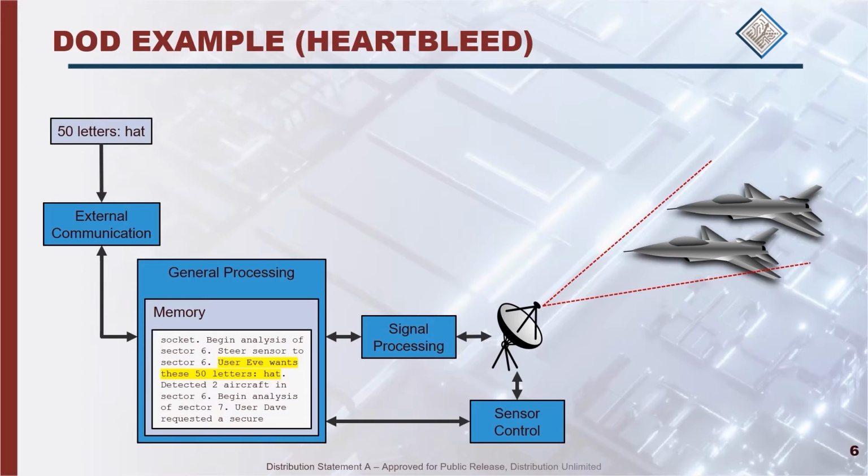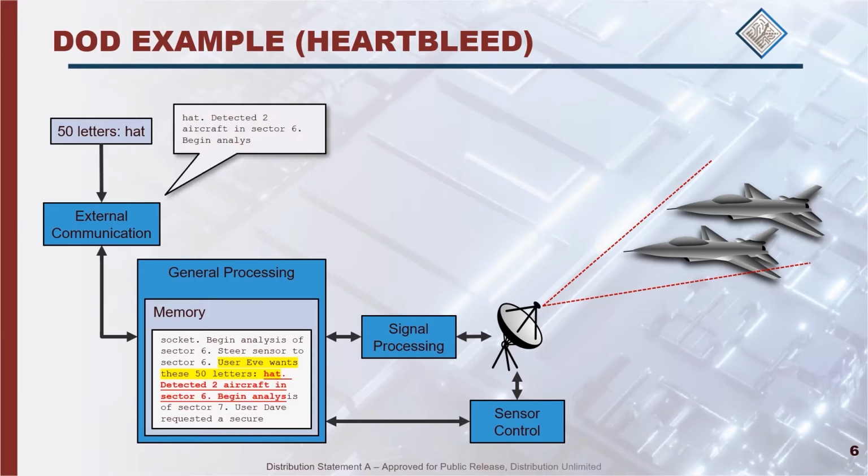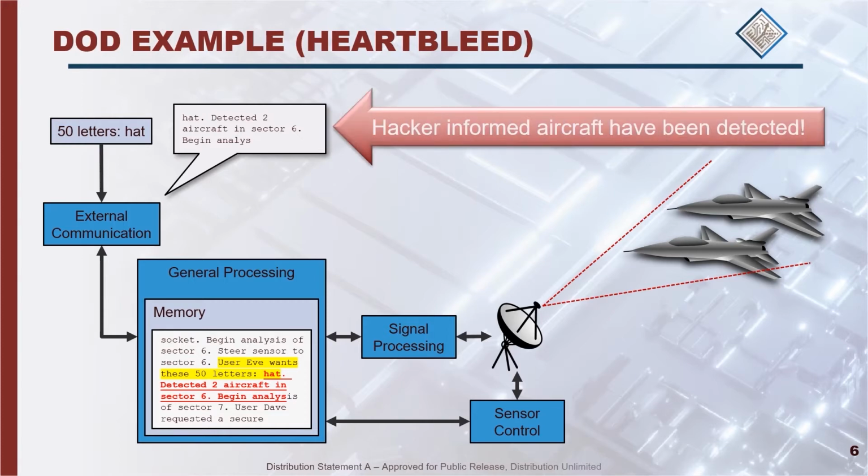So in a similar Heartbleed kind of attack, we have somebody from the outside requesting the 50 letters of hat, and it's coming into the processor. In the processor, we again start with the word hat and start overflowing that buffer into the rest of memory. Now, in this case, those extra letters respond back: detected 2 aircraft in Sector 6. So what has occurred in this case is the hacker has been informed that the electronic warfare system has detected those aircraft.